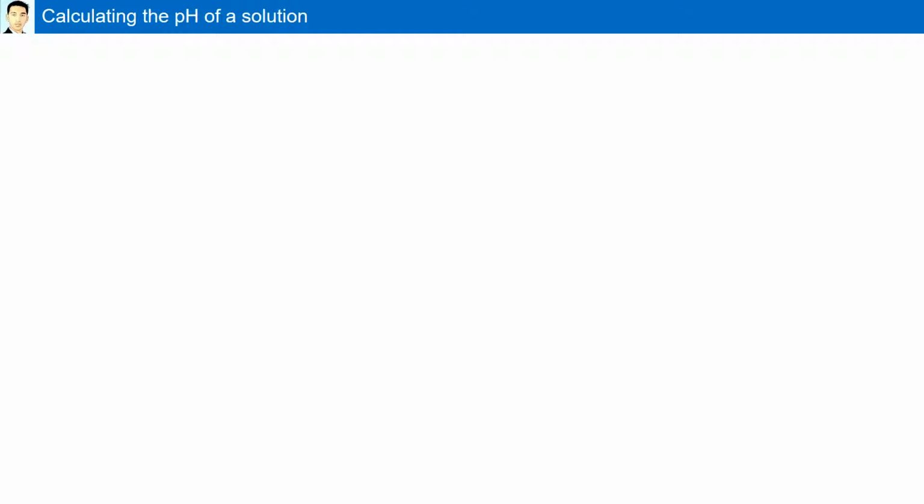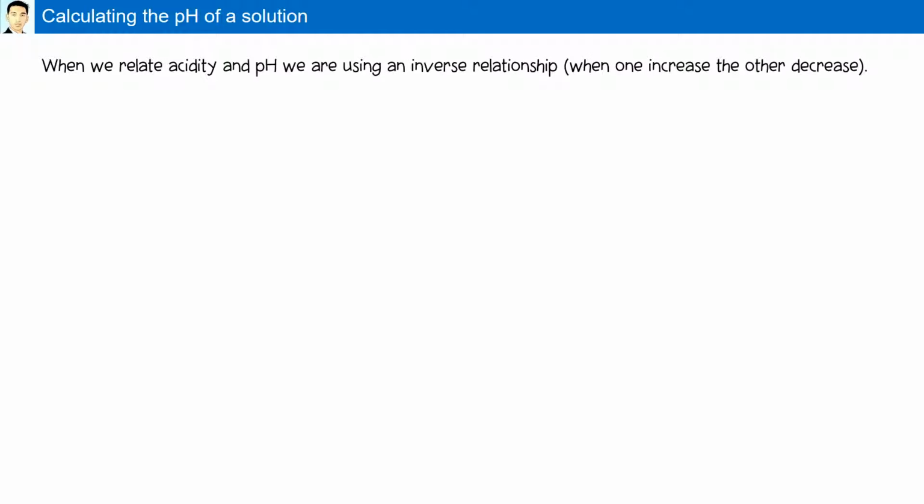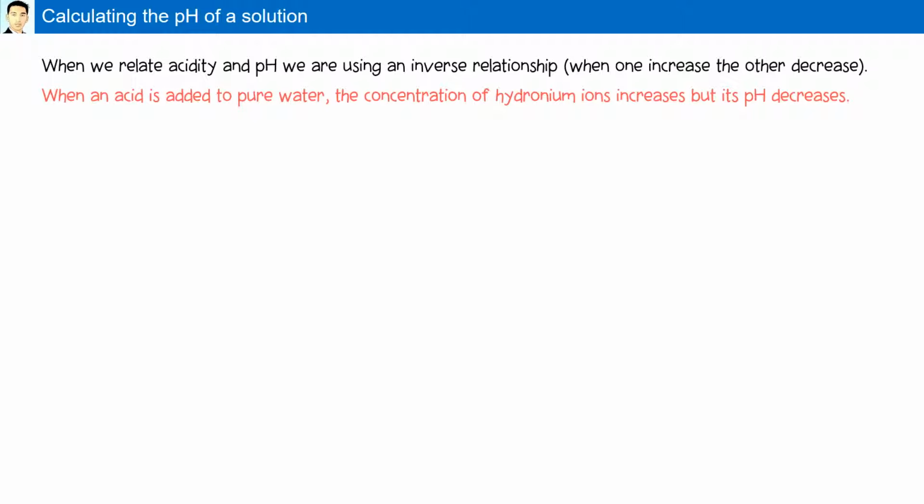Calculating the pH of a solution. When we relate acidity and pH, we're using an inverse relationship, which means when one increases, the other decreases. When an acid is added to pure water, the concentration of hydronium ions increases, but its pH decreases. You go closer to 1. When a base is added to pure water, it becomes more basic and the pH increases.